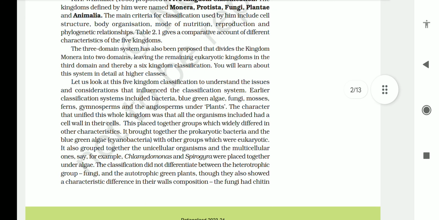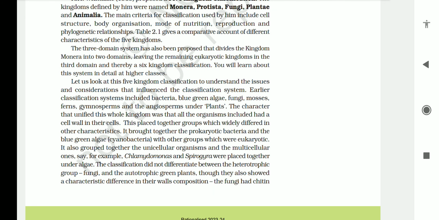The three-domain system has also been proposed that divides the kingdom Monera into two domains, leaving the remaining eukaryotic kingdoms in the third domain, and thereby a six-kingdom classification. You will learn about this system in detail at higher classes. Let us look at this five-kingdom classification to understand the issues and considerations that influence the classification system.